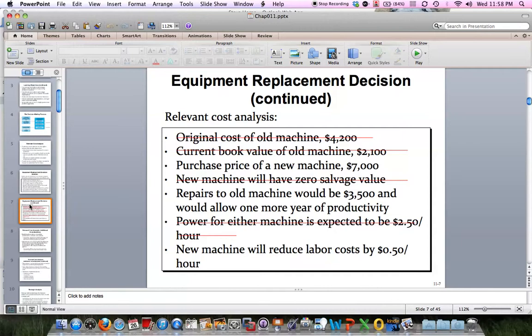We know that fixed cost then is basically the $3,500 to repair the old machine versus $7,000 to buy the new machine, and we add up the relevant cost, and repair comes out to be $23,500, and replace comes out to be $26,000. So because repair is lower than replace, we would probably go with the repair choice.